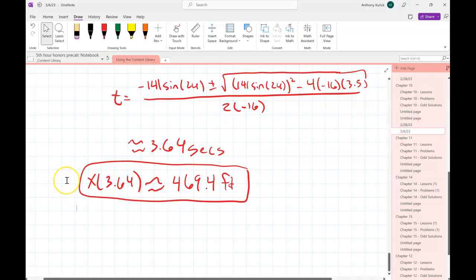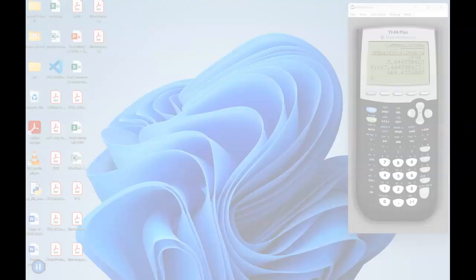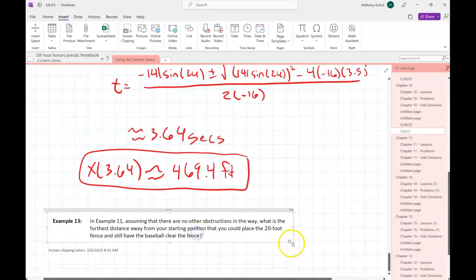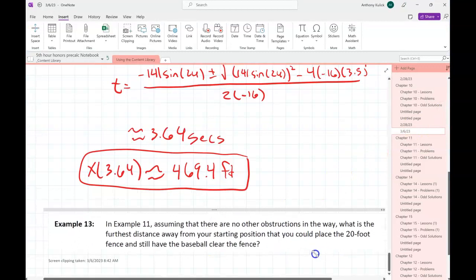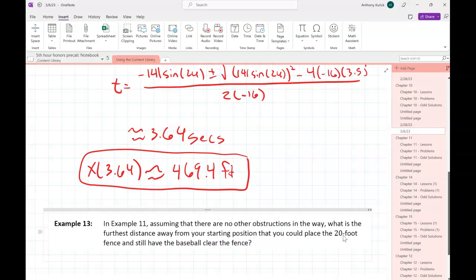Okay, so far so good. All right, let's ask one more variation on this same situation. Jeff is still our home run king here. Assuming that there's no other obstructions in the way, what is the furthest distance away from that starting position you could place a 20-foot fence and still have the baseball clear the fence?